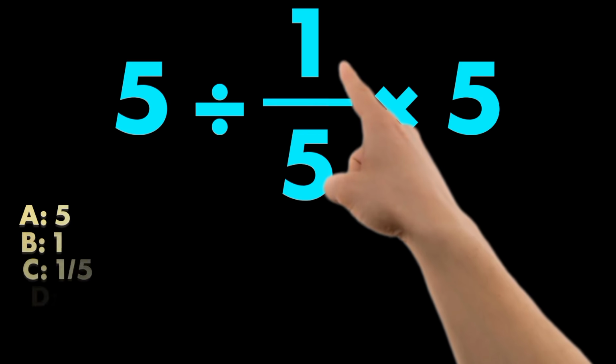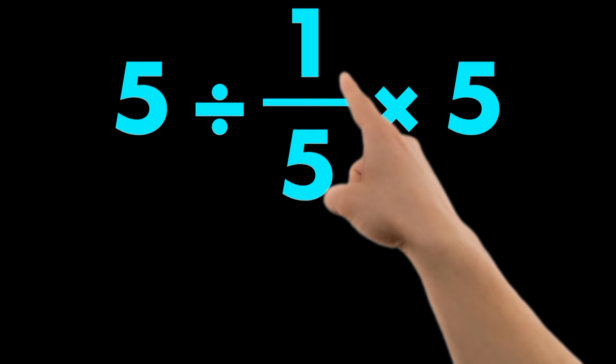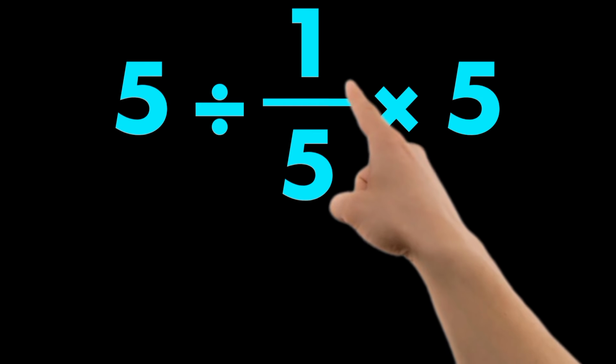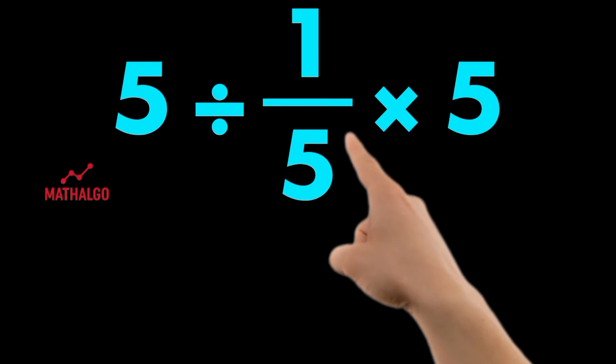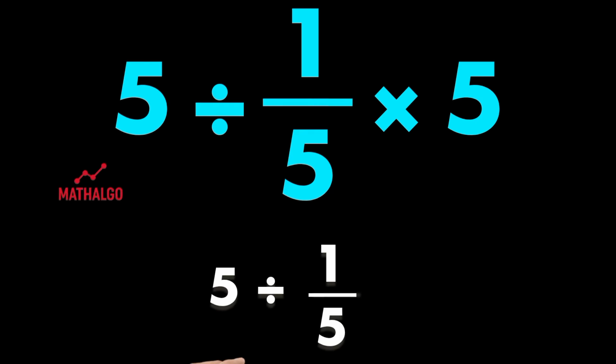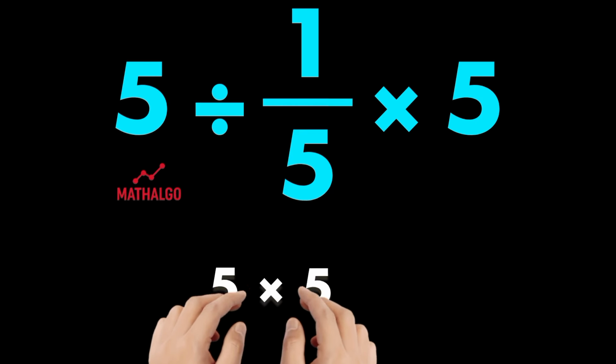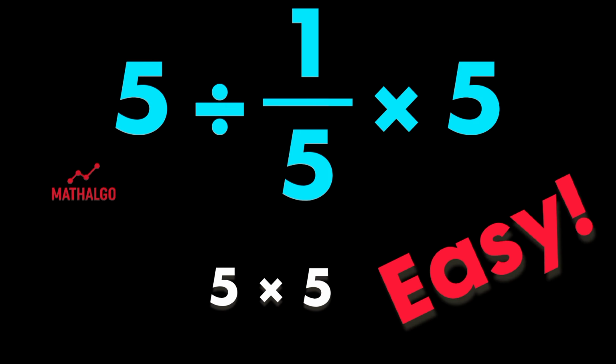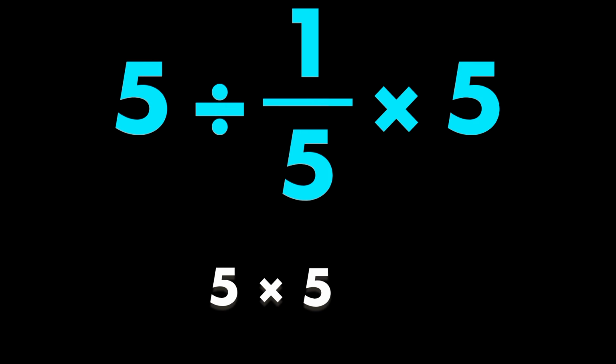The first trap is the fraction 1/5. People forget that dividing by a fraction is the same as multiplying by its reciprocal. So 5 divided by 1/5 becomes 5 times 5. Easy so far. And that alone eliminates half of the wrong answers.